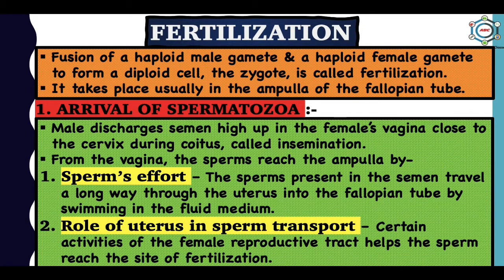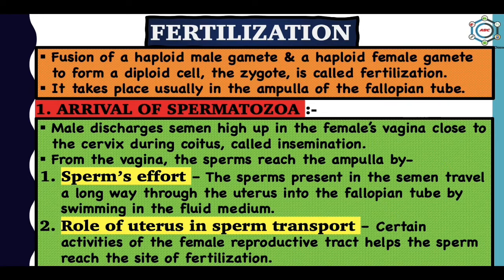Now the second is the role of the uterus in sperm transport. Certain activities of the female reproductive tract help the sperm reach the site of fertilization, like extension of the cervix into the vagina, which aspirates the semen into the uterus from the vagina, and contraction of the uterus and fallopian tubes propels the sperms upward, and a sperm can reach the fallopian tube in 5 minutes.